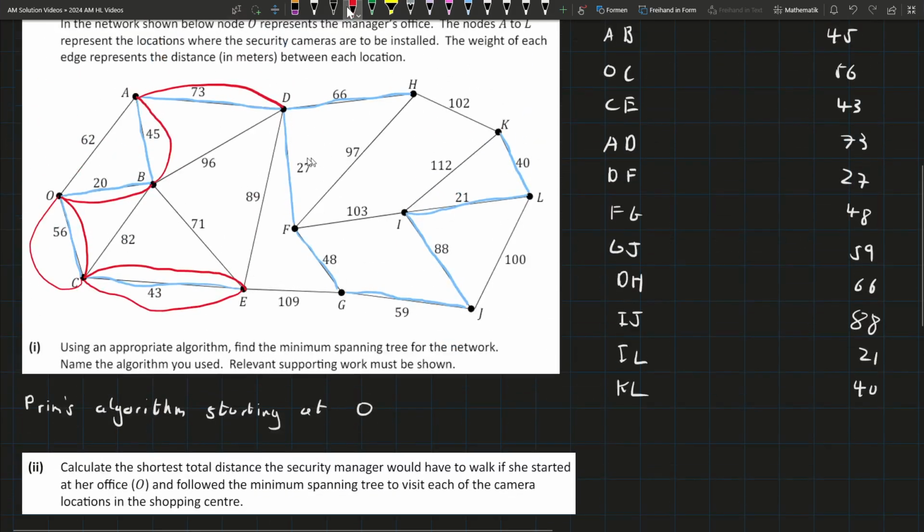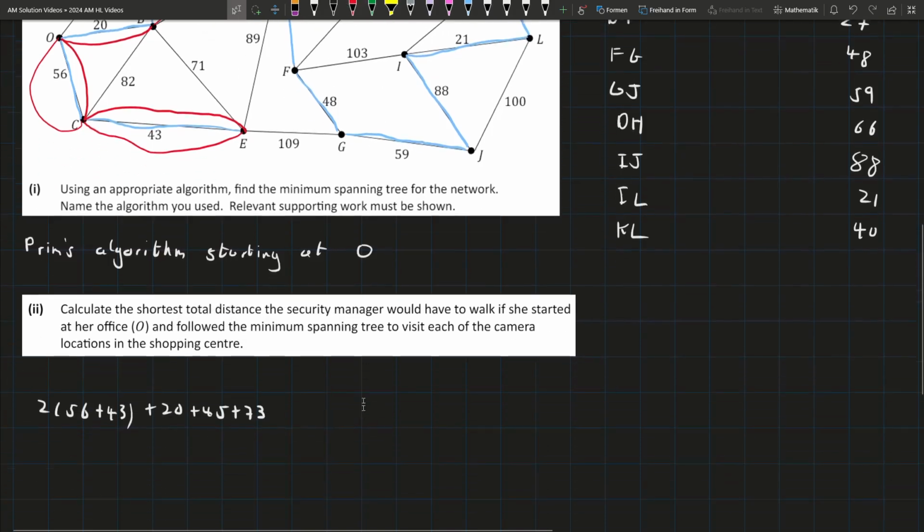Because then... again, we don't want to go down here because then we're leaving out H and we'll have to come back. We may as well get H out of the way now and then go back to D, and then we can continue following the minimum spanning tree. Because remember, she has to follow the minimum spanning tree.